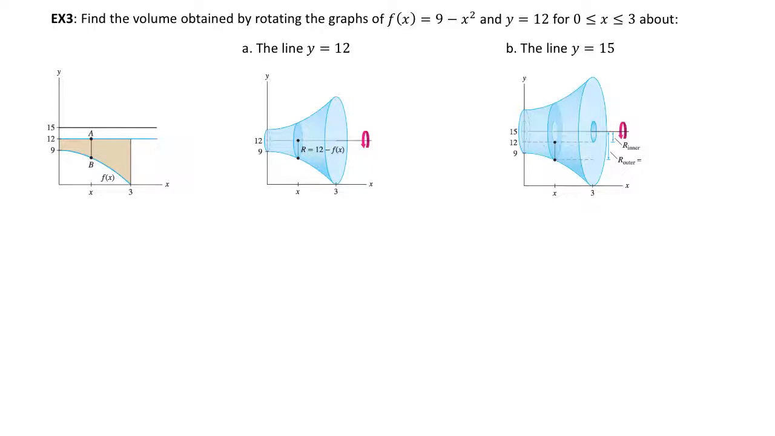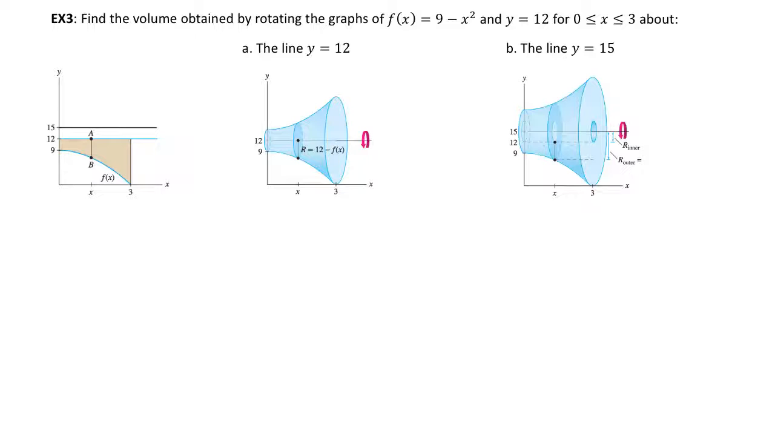This is the region that we're going to be revolving, and we're going to be revolving about the horizontal line passing through 12. So we're not going to be revolving around the x-axis. We're going to be revolving about this line right here. When we do that, this is the solid that we're going to get. You can perfectly imagine what's going on there.